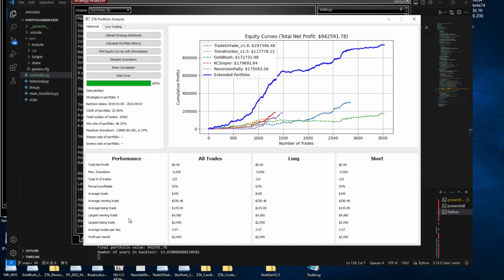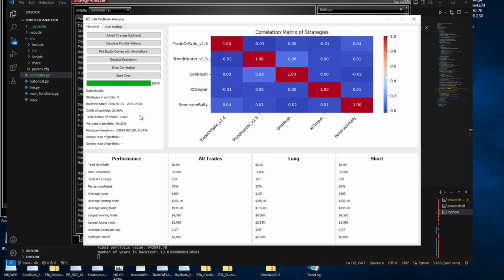Now, another key part of trading a portfolio of algos versus trading a single one is that you need to be mindful of correlation. In this first step, we selected five strategies. Now, what if we wanted to assess the correlation of the strategies in that portfolio? All we have to do is hit this show correlation button, and it's going to show us a matrix of what the correlations of our strategies are.